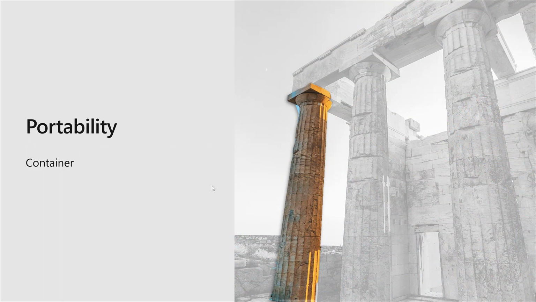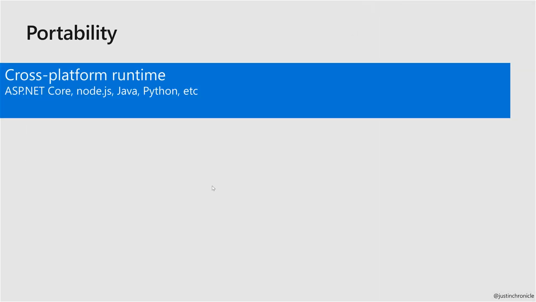As you can imagine, portability is done by containers. Azure Functions supports a cross-platform runtime, which means, as I said, we can run the Azure Functions runtime on any platform, any operating system, even on any CPU architecture, such as Windows, Linux, even on a Raspberry Pi. And those languages listed here support the cross-platform runtime, which are ASP.NET Core, Node.js, Java, Python, and so forth.